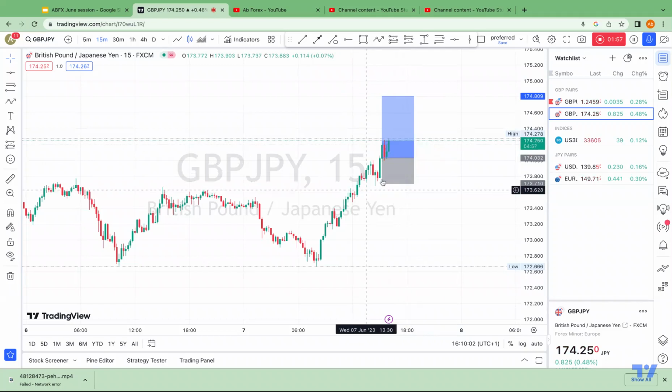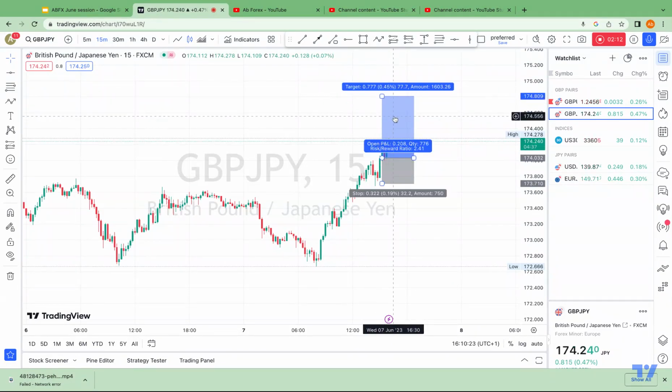It means my order is executed at what level? 174.032, right? My stop loss is at 173.710, and my take profit, that is my target, is at 174.809. So what does it mean? If this goes in my direction, I'm going to be making 77.7 pips. Remember what I told you about how you count pips. If I enter with one standard lot, one pip movement is how many? It's $10.